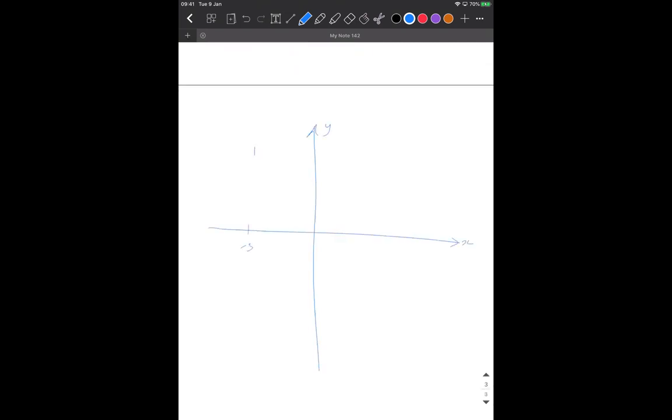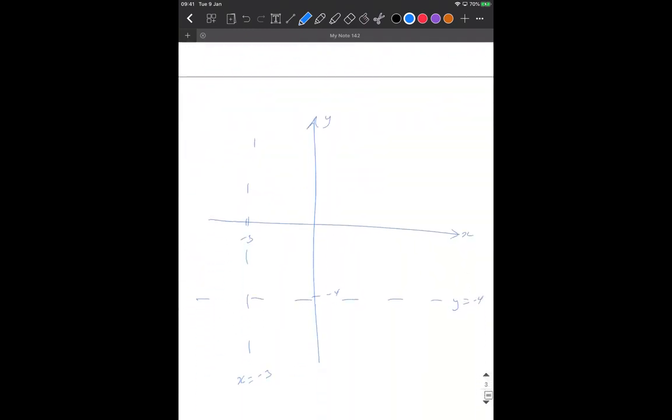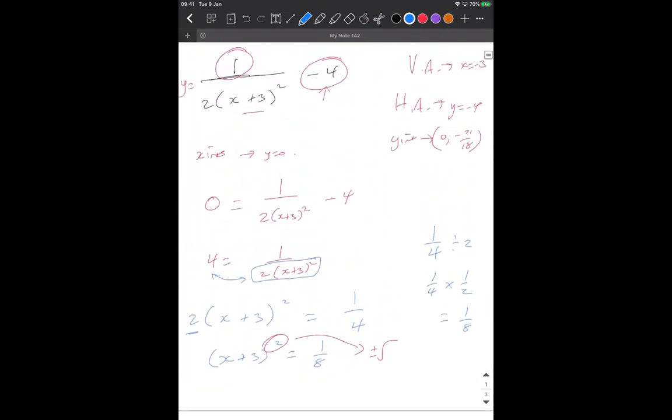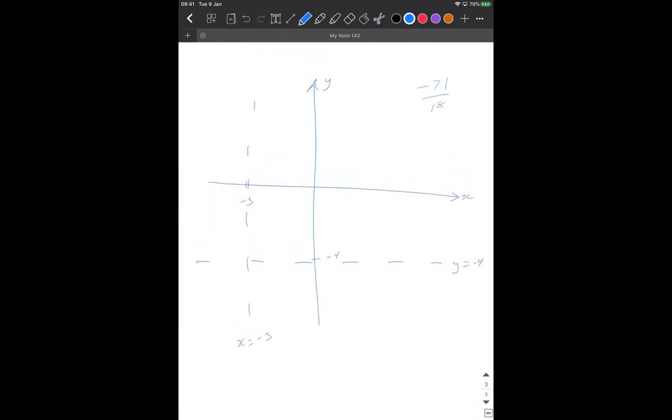So x equals negative 3 is an asymptote. y equals negative 4 is an asymptote. And our y-intercept is negative 71 on 18. Now remember, we got negative 71 on 18. Oh, the working out's not there anymore. Negative 71 on 18 is slightly less negative than 4. Remember, 4 times 18 is 72. So this is slightly above negative 4. In other words, it's right on the edge there.